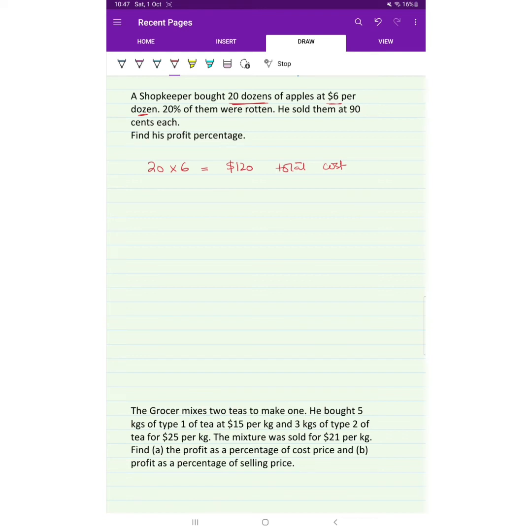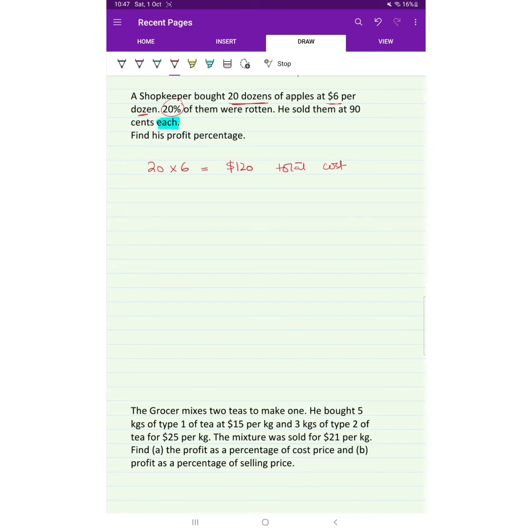He sold them at 90 cents each. Now since he is talking about each, let's also find the cost of each one. But if I find the cost of each apple, and then I do the selling price of each apple, there'll be a confusion. The confusion is that it says 20% are also rotten. The rotten apples cannot be sold. So what would you do of those apples?